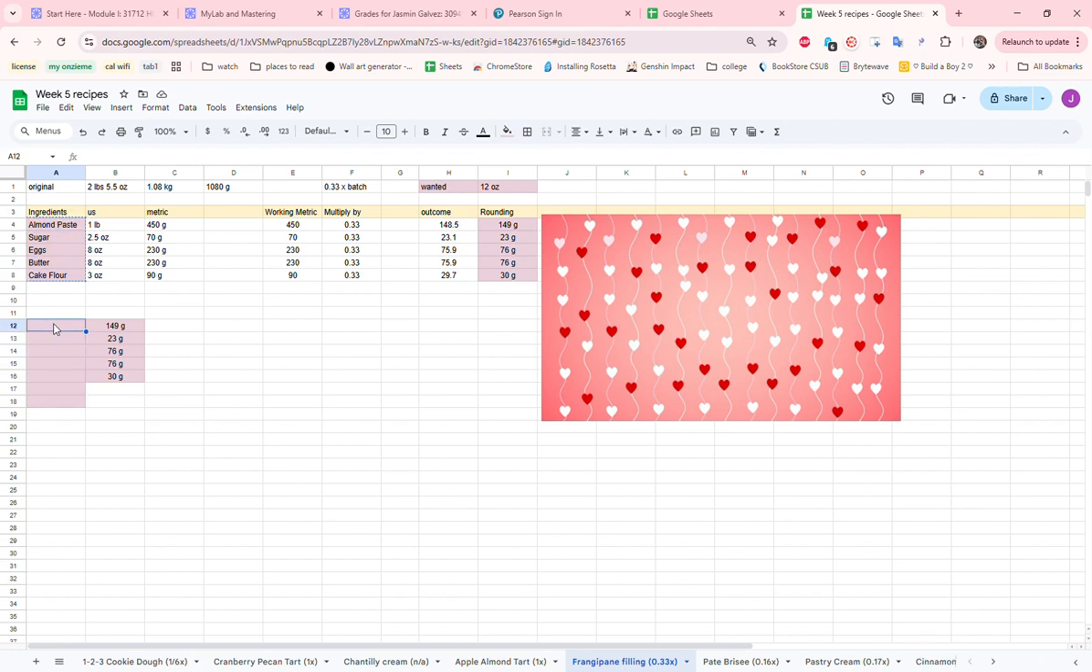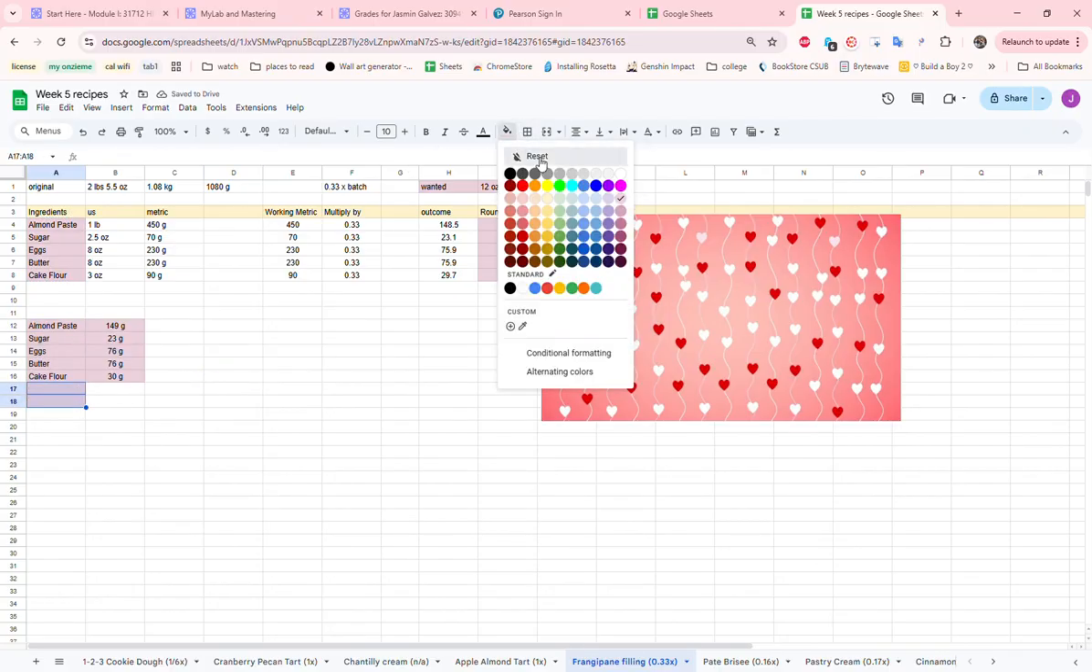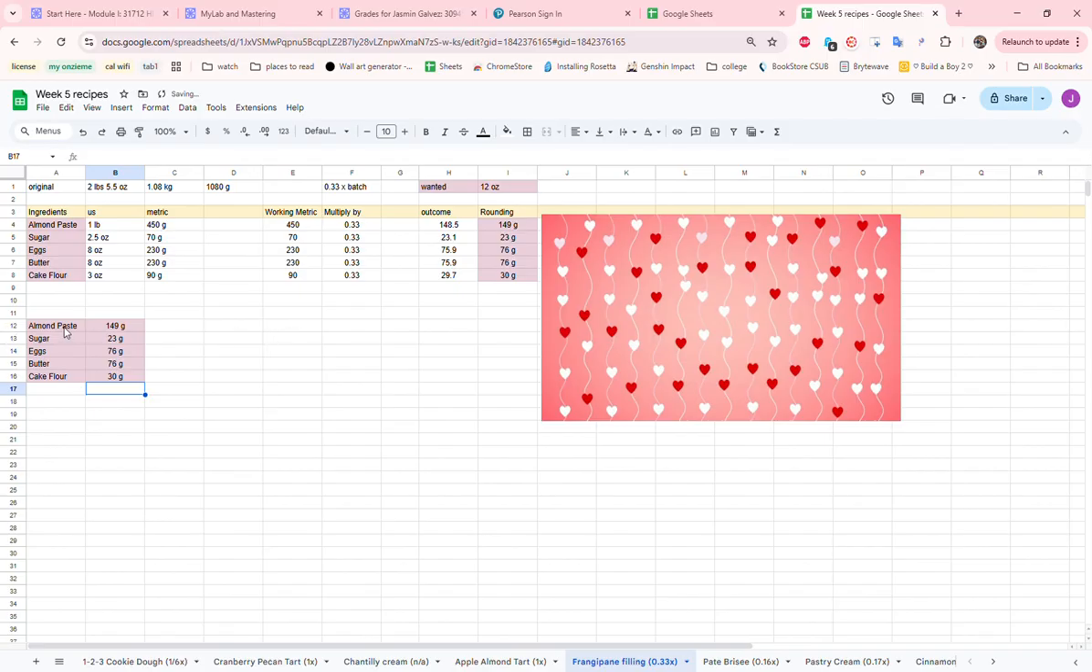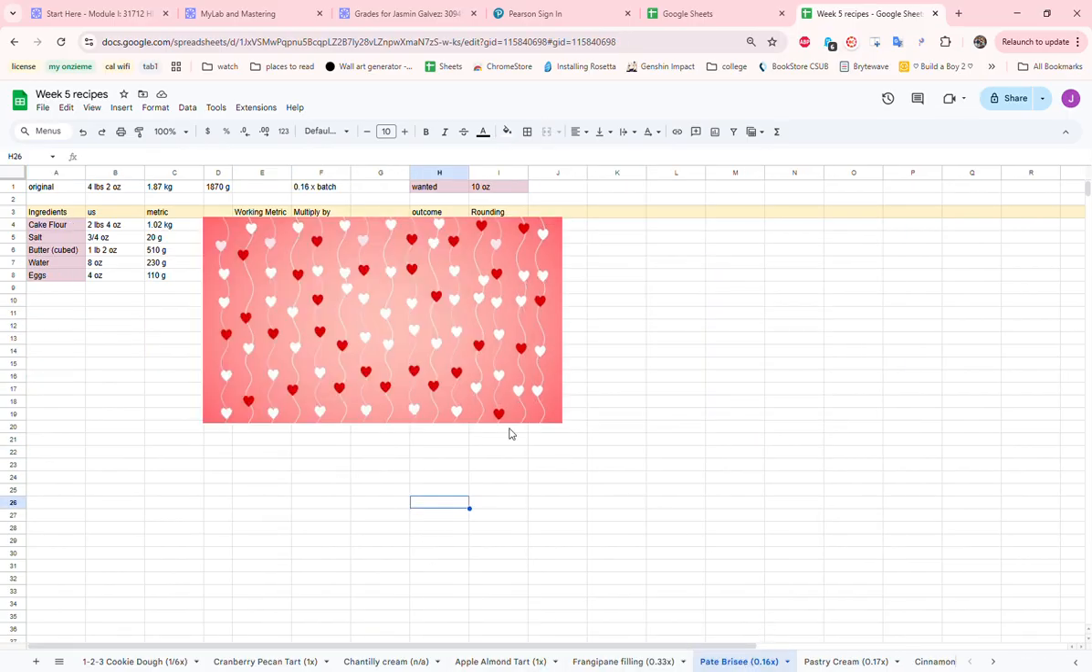Control C and Control V. And this is what you would be writing on your notes or on your note cards for class. Pâte brisée. We have all the ingredients, the US, metric.